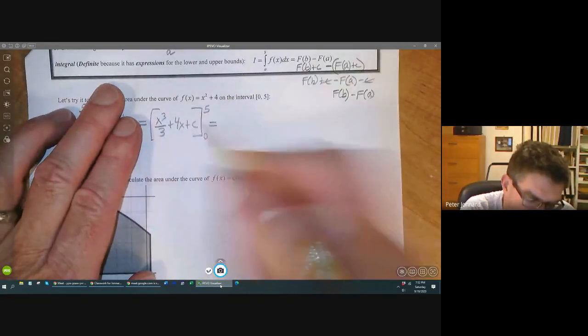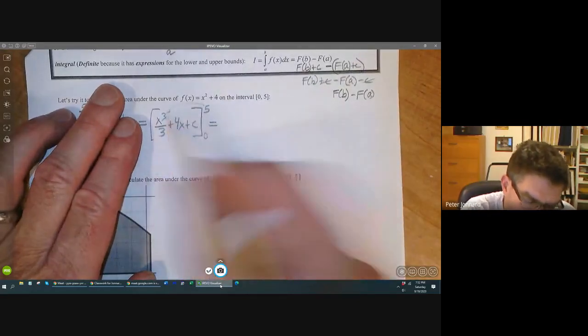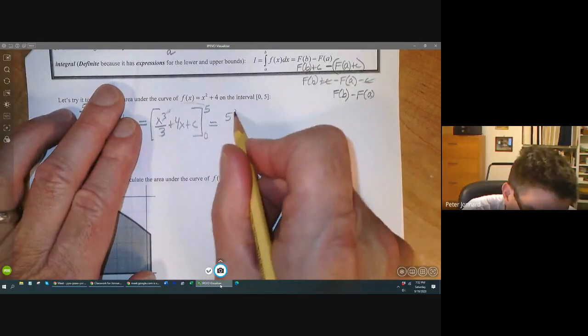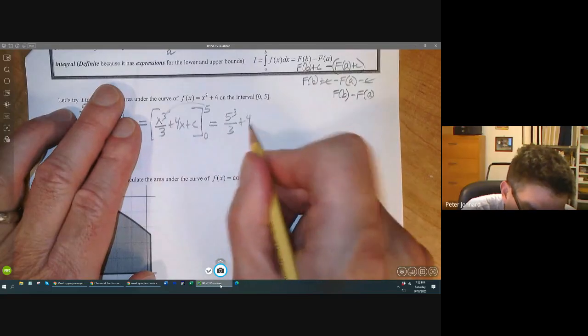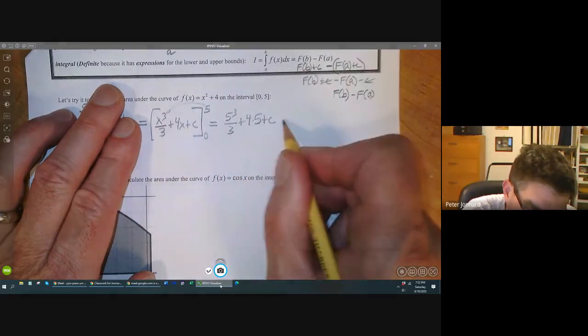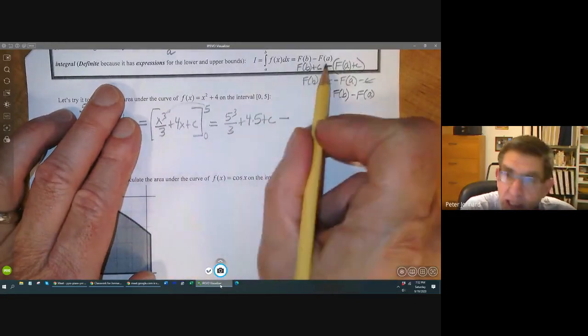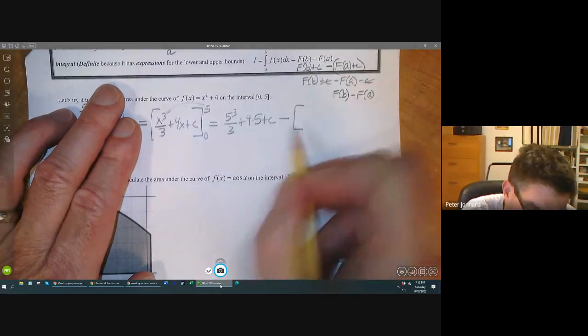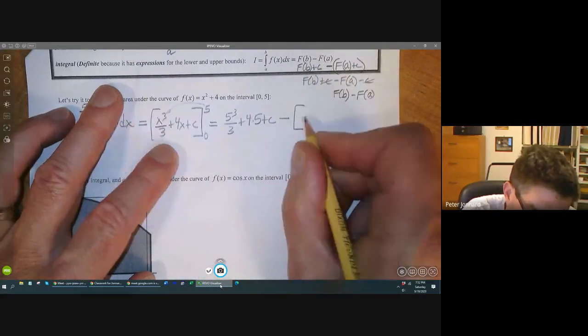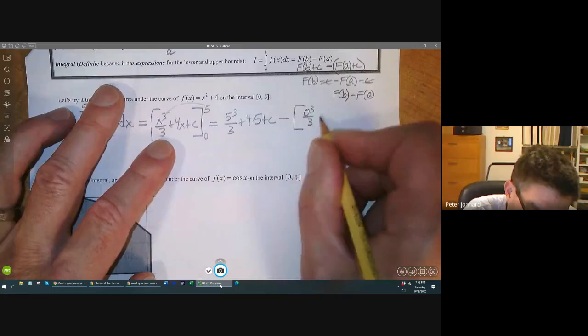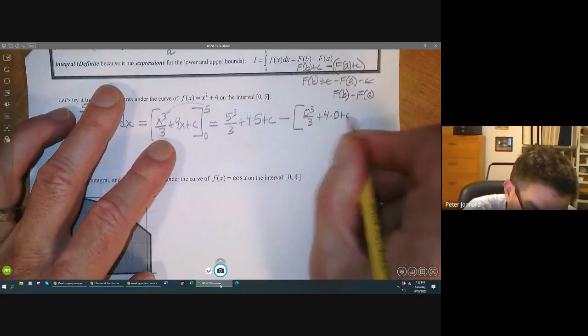So the way this works is we put a 5 in here first. So we have 5 cubed over 3 plus 4 times 5 plus c. And then we subtract this, just like it says here. Then we subtract, let's put a 0 in here. We'd have 0 cubed over 3 plus 4 times 0 plus c, like so.